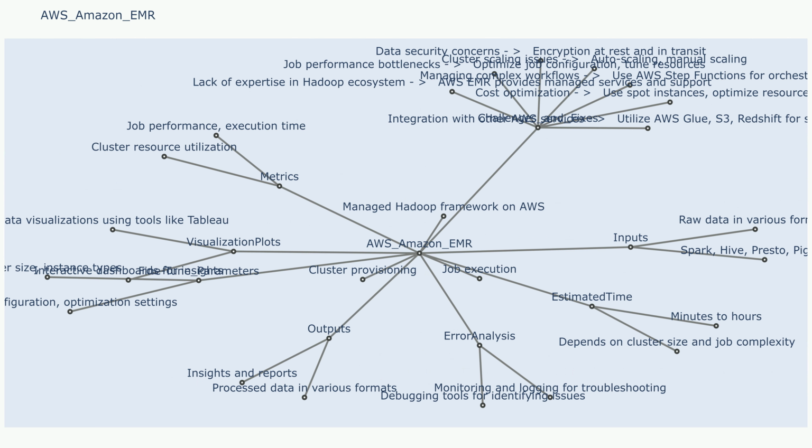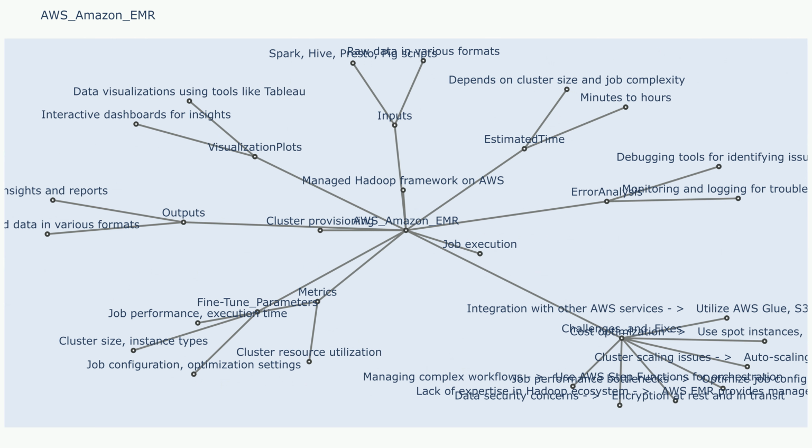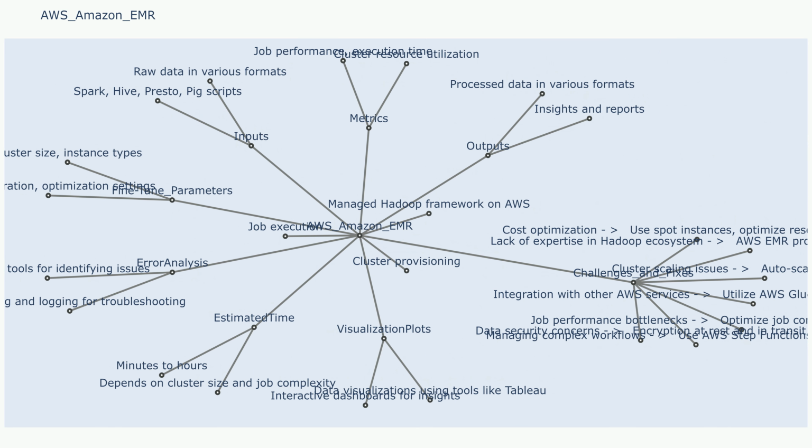An IAM role allows EMR to assume a specific identity with specific permissions, eliminating the need to hardcode credentials within the EMR cluster configuration. This ensures secure access to AWS resources while adhering to the principle of least privilege.